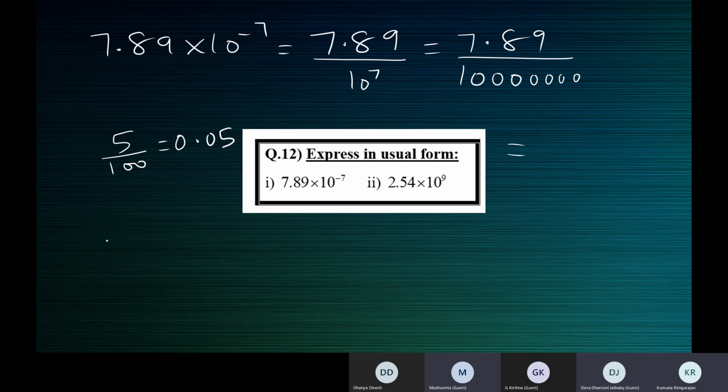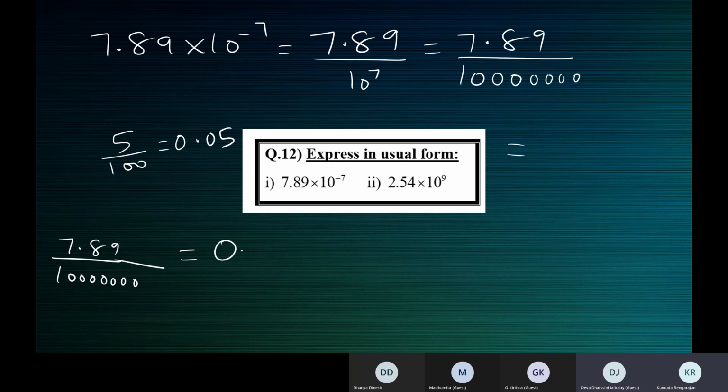Ma'am, 0.789... Okay, so the thing is there are 7 zeros. That means this decimal point should be shifted by 7 places, right? Yes, ma'am. Let me write the answer.